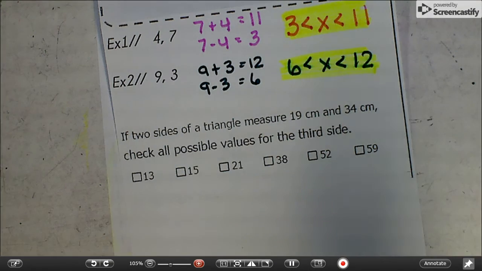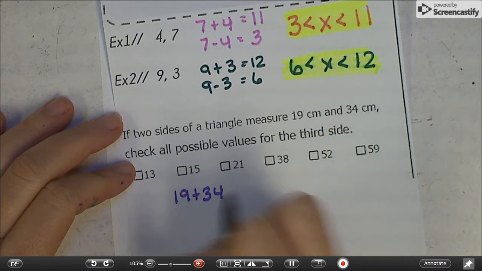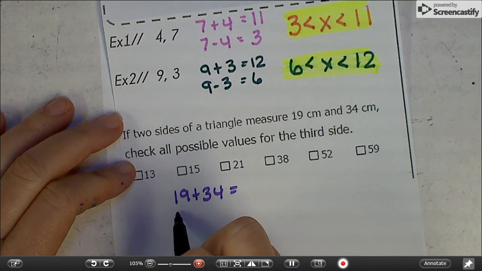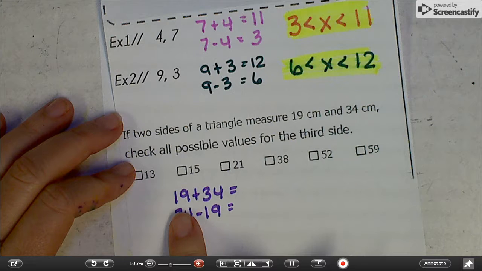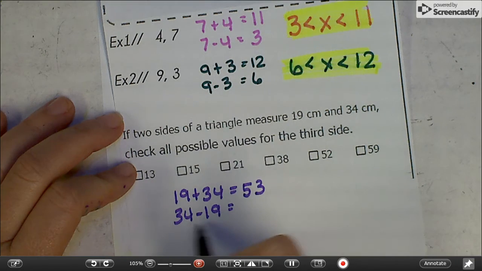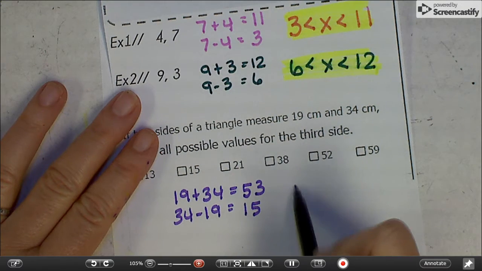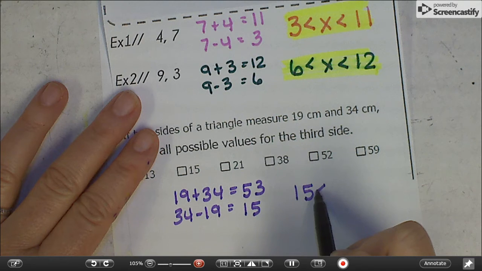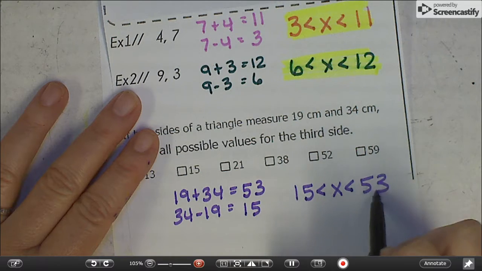So what's the range of sides? How do we find where it could be? 19 plus 34. Okay. And then how do we find the other end of the range? 34 minus 19. Does it matter if we do 19 minus 34? No, it's the same. So that would be 53, and this would be 15. So what's the range? 15 is less than x is less than 53. Okay. This is the range.